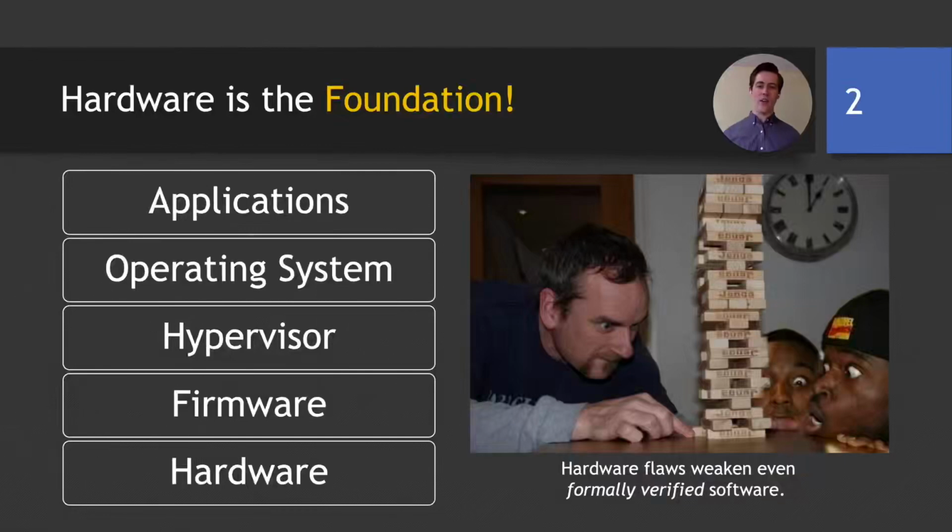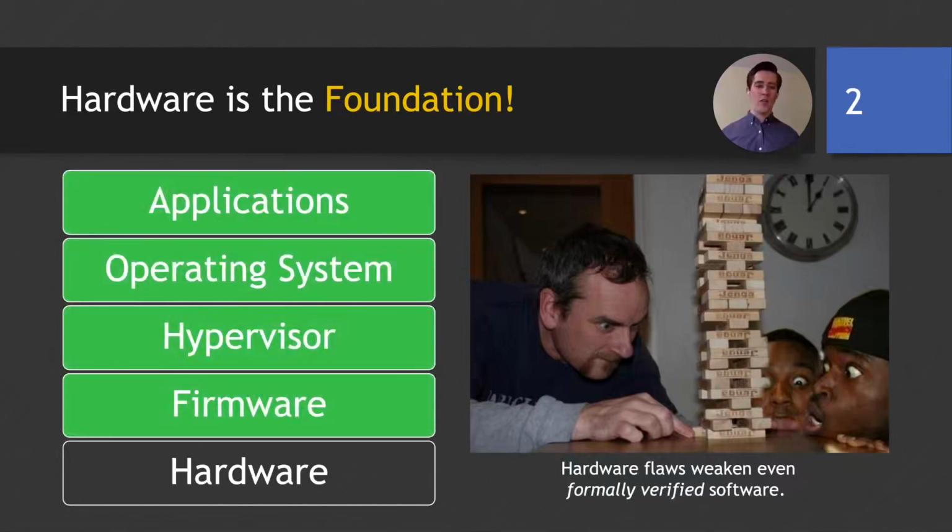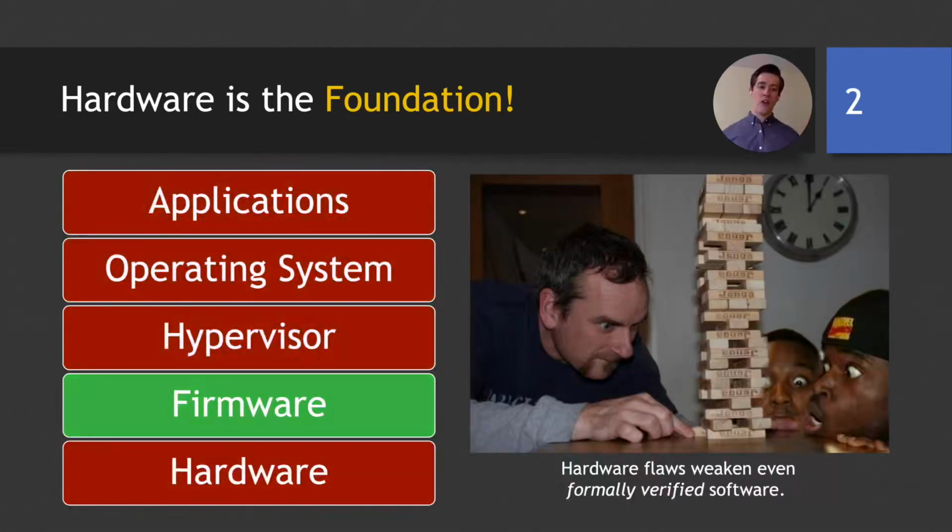Integrated circuit hardware is the foundation of all computing systems. The foundational piece of hardware in the computer I'm using to prepare this presentation is a microprocessor, and above this microprocessor sit several layers of software. Even if each software layer has been formally verified to be 100% bug-free, any flaws in the hardware can completely undermine any of the software layers above.